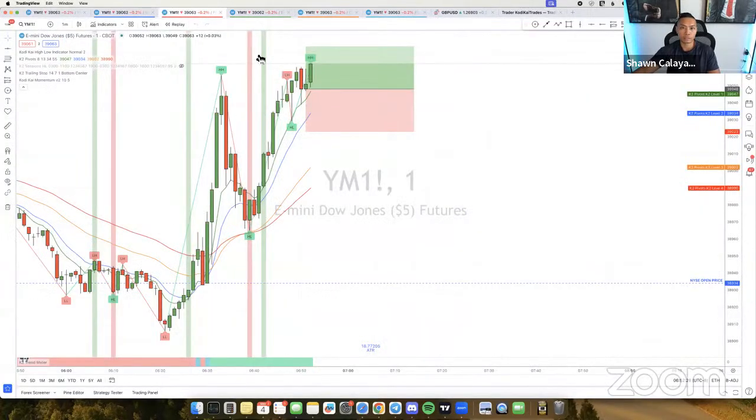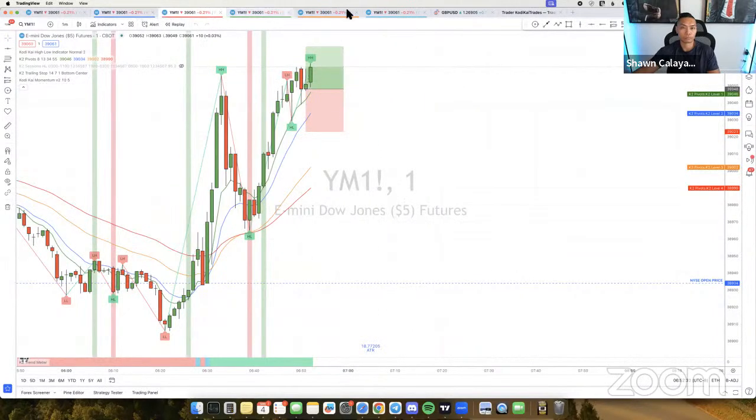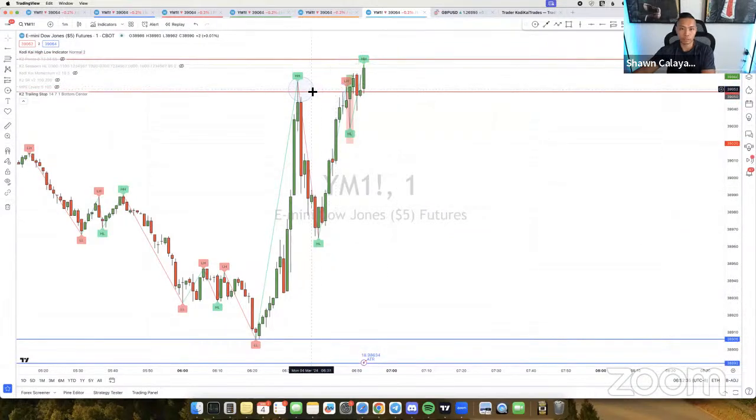So here's the PRB entry, guys. It's now pushing up in profit. Price looks like it might be pushing up to the next level of liquidity right there.